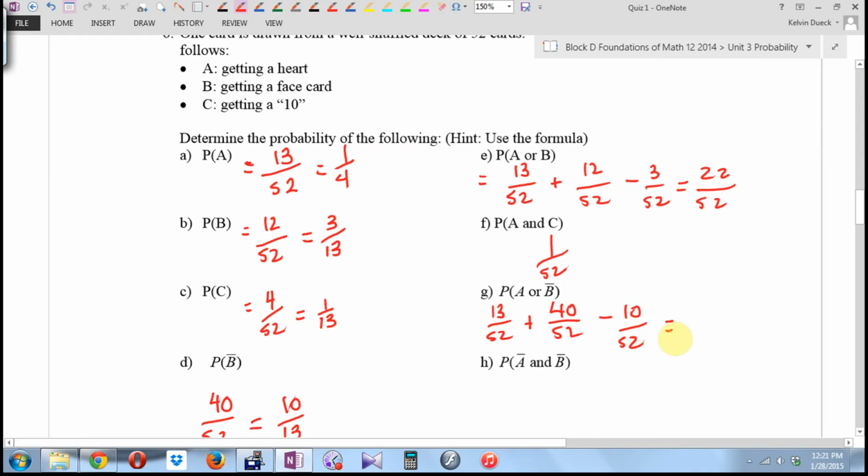I don't add the bottoms. It's going to be out of 52. And it's going to be 13 plus 40, 53 minus 10, 43, is that right? And I don't think that'll reduce. I think 43 is prime.